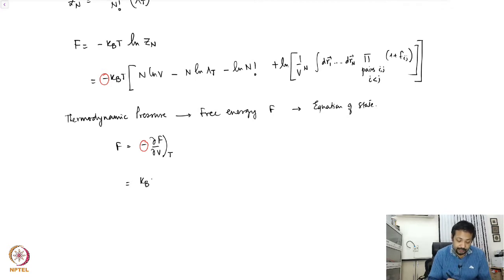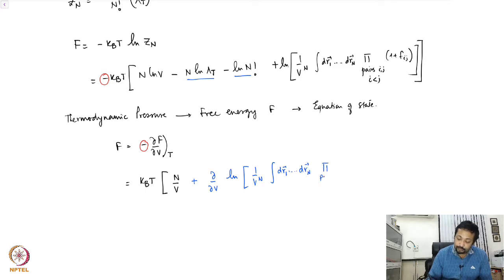So that I have kBT n by V. The second term does not have any volume factor, so you don't have to worry about it. The third term also does not have any volume factor, so it does not come into the picture. But the last term does. So this has to be del del V of ln of 1 over V to the power n, integral dr1 ... drn, product over pairs i less than j of 1 plus fij.